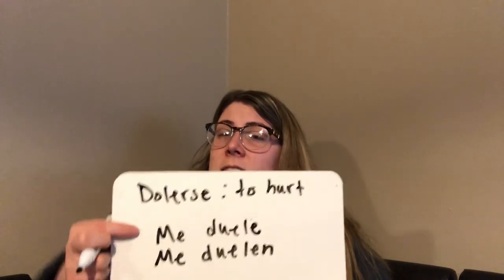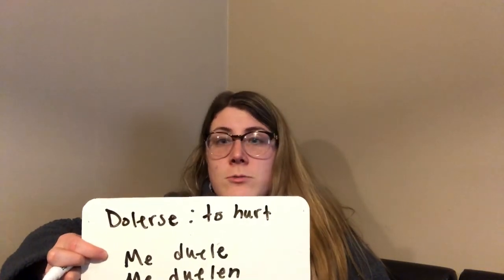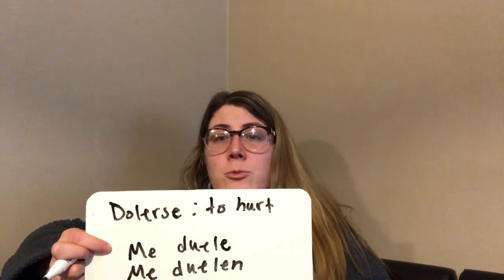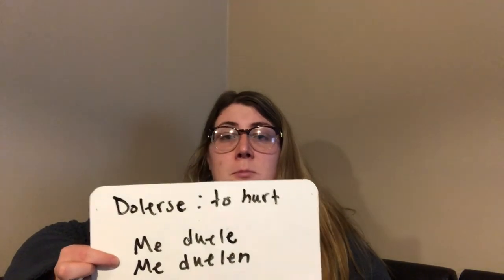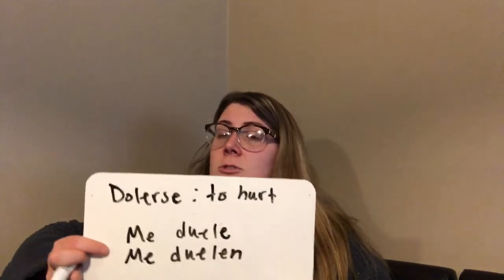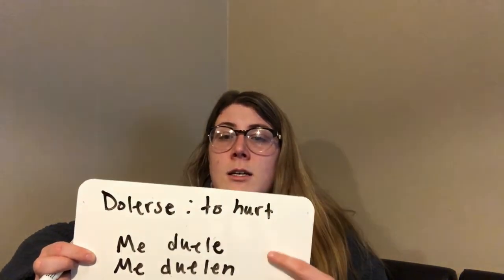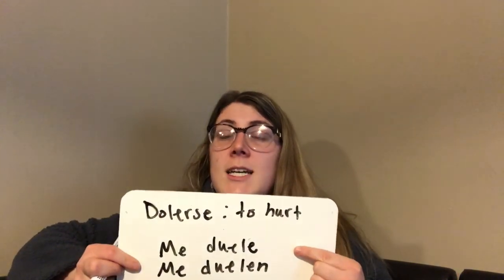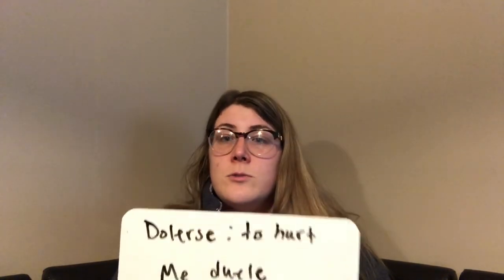Me duele is used for when it's singular. So I don't have more than one throat, so it would just be me duele. But I have 2 feet. So if I were saying my feet hurt, me duelen. So when it's plural, you use en. When it's singular, you use e. This is just like gustar. It follows gustar.